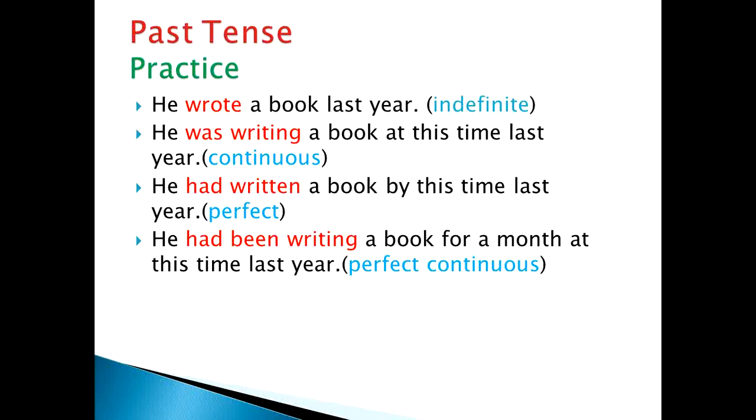Next is, he had written a book by this time last year. This is perfect aspect, and it is describing an action that had finished before a given time in past, that is at this time. And he had been writing a book for a month this time last year. This is perfect continuous aspect, and it is describing an action that had begun before a given time in past and had not ended by then.